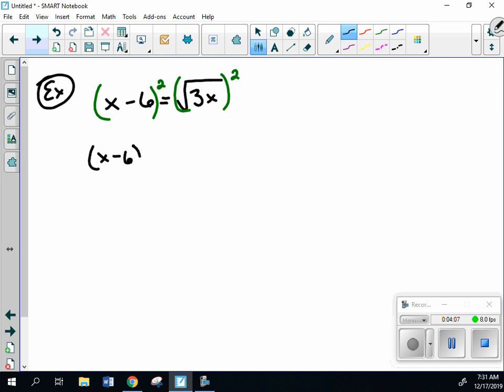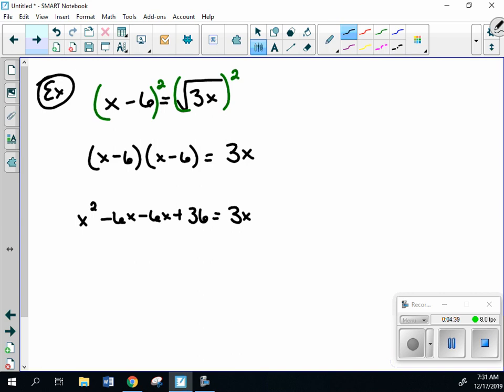This x minus 6 is technically listed twice. When it's listed twice like this, we actually have to distribute this. A lot of people will just look at that and say, oh, it's x squared plus 36. But you've got to remember that there's distribution involved and there is a middle term here. This is x squared minus 6x minus 6x plus 36 equals that right side of 3x. So, I got rid of my radical.